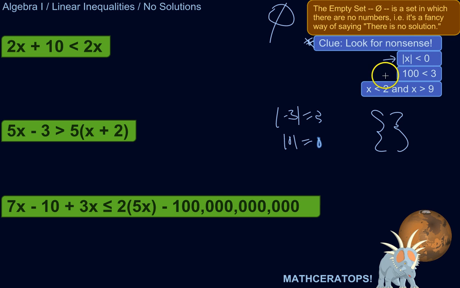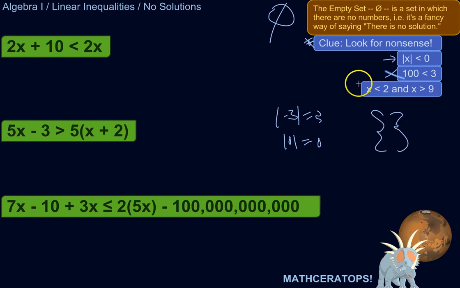Another kind of nonsense you could come across is if you mess around with the inequality long enough and get it down to something like this: 100 is less than 3. I mean, no, it's not. It's way bigger than 3. So if you were to work with a linear inequality and get it down to something that is total nonsense like this, then the answer would be the empty set. There's no solution to the inequality.